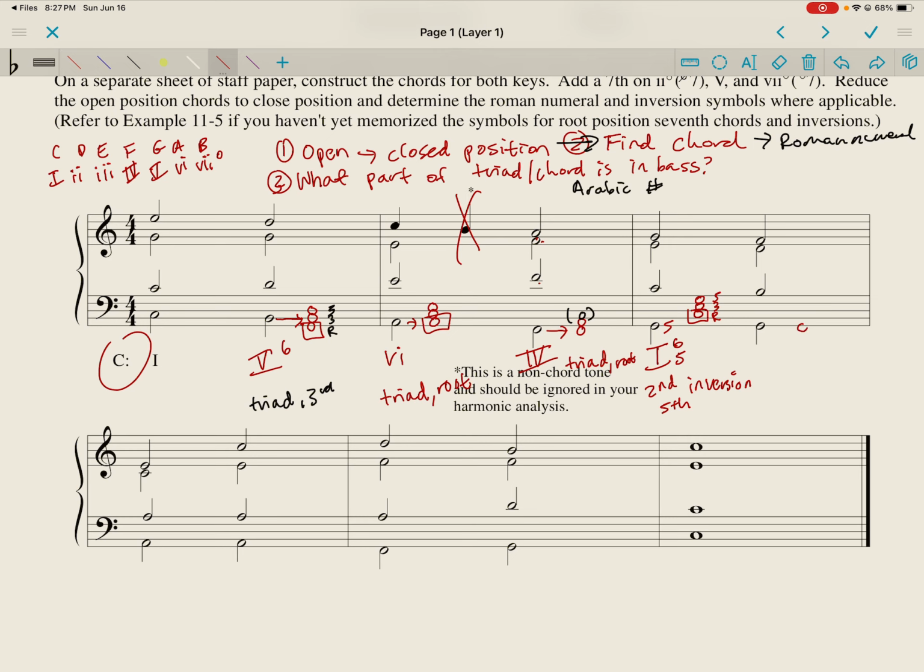And then over here, the last example for major, I have G, B, D, and F, right? So here we clearly have a 7th chord. And I clearly have my G in the bass, which is my 5th. So that means that we have a second inversion 7th chord. I'm going to find my root from my closed position, which I know is G, which is my root. We have the root in the bass.